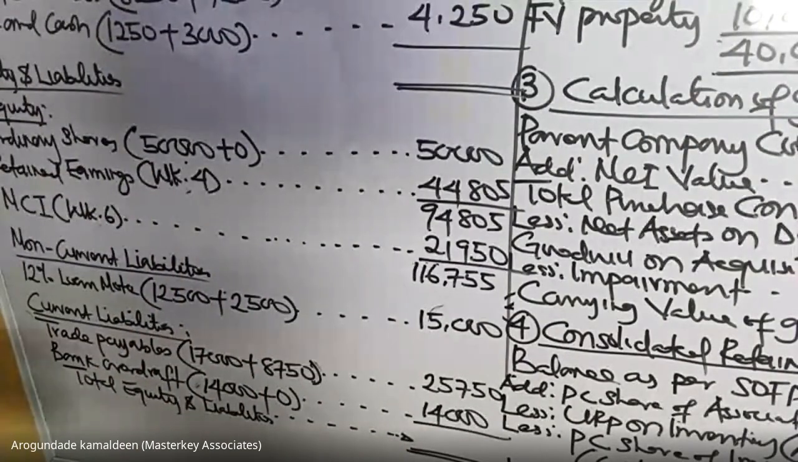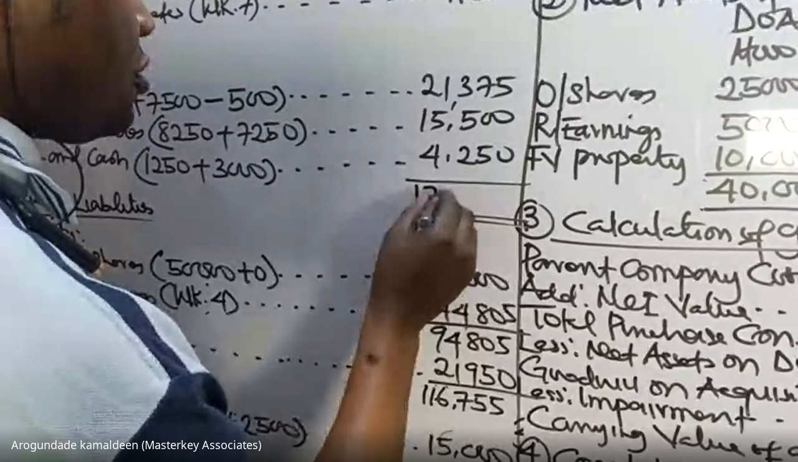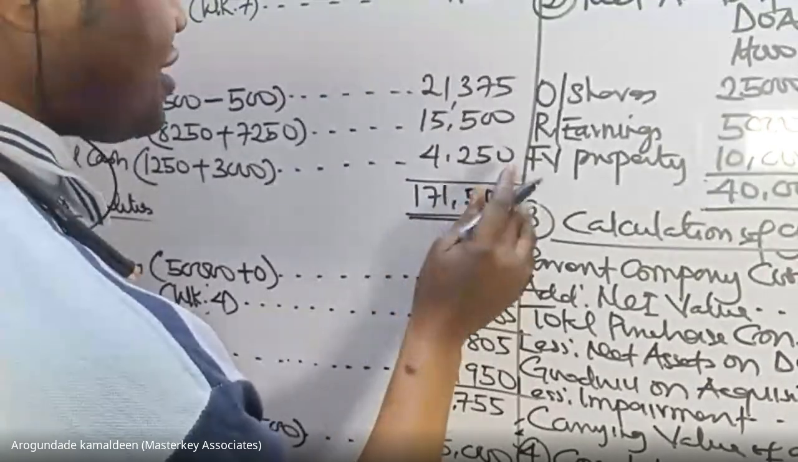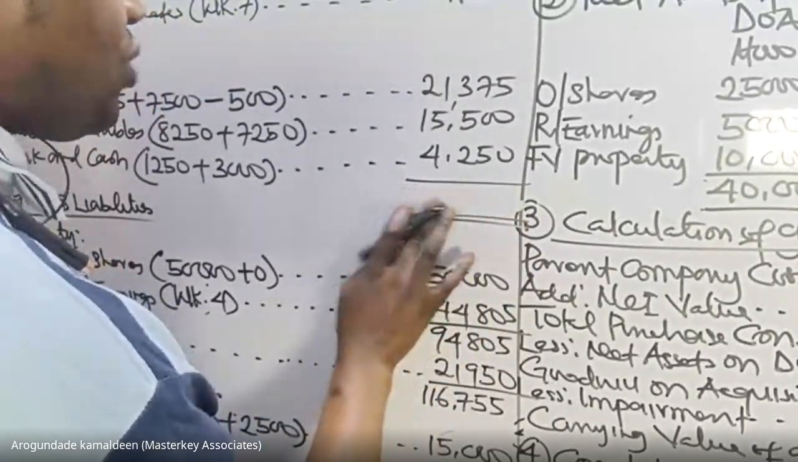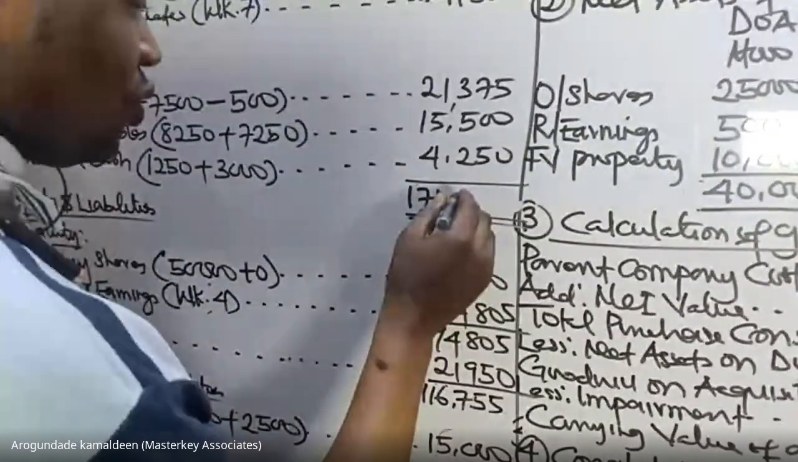So class, let me add now, please. This one is second. The first one is 171,505. Same as the first one. Same with the first balance. Class, this is a standard question on the group balance sheet involving associate.